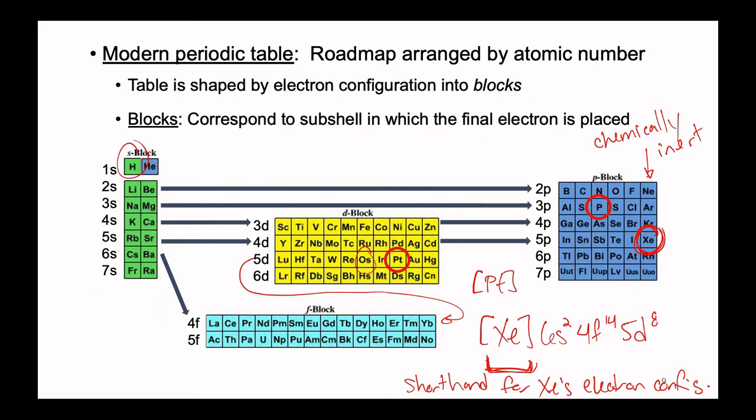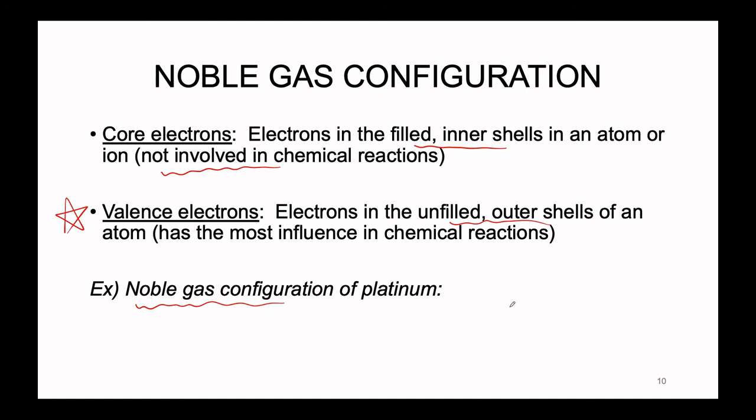And so it's really nice to think of your noble gas configuration as being your core. These are the electrons on the inside of the atom that are not going to react. Because if we were to look at xenon on its own, with the same set of electrons as what we've just shorthanded here inside of platinum, it doesn't react. And so anything that is wrapped up inside of your noble gas configuration is going to be the core.